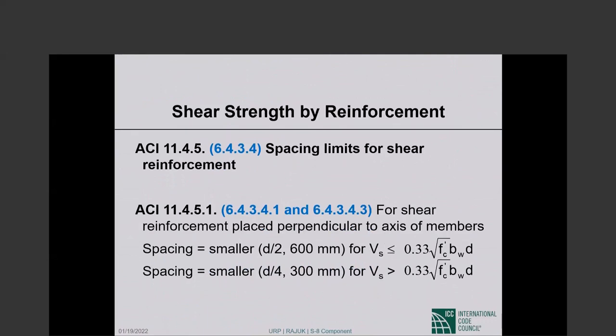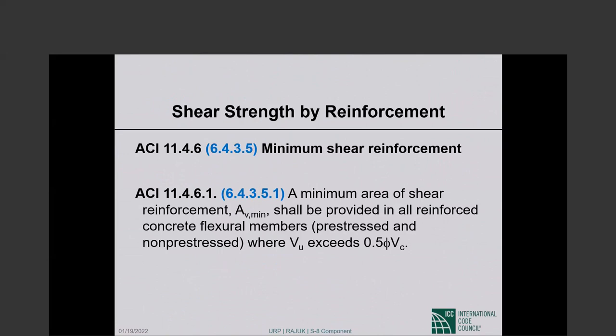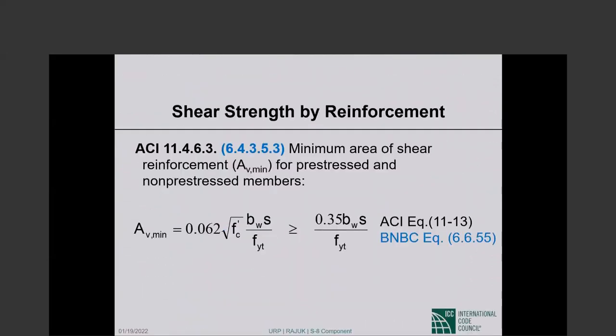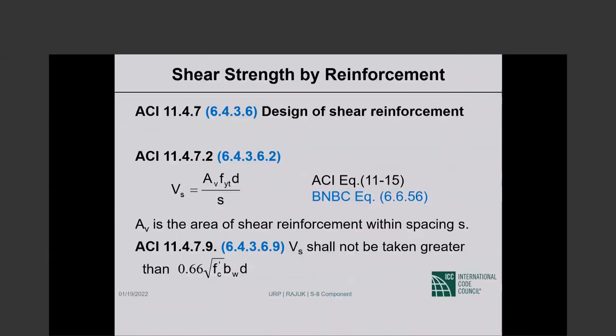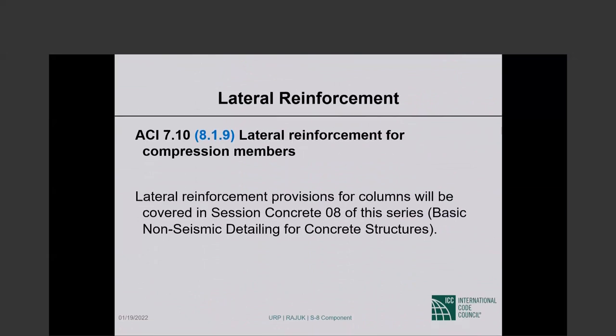Our slide set was design of beams and one-way slabs for shear. So this is now design of columns for shear, done exactly the same way. I will skip the slides. Please check that there is no difference between beam shear design and column shear design. Okay.